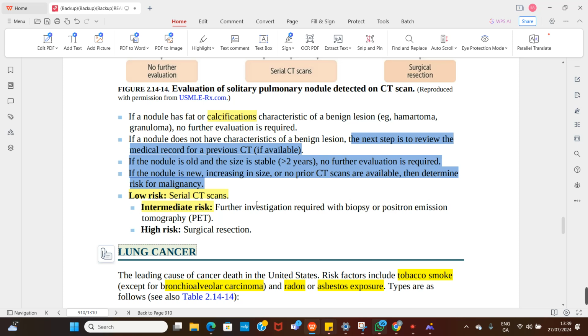You can even propagate the transformation of that nodule to a cancer. So it's better to just leave it. Depending on what the last X-ray is. If the nodule is old, the size is stable, greater than 2 years, no further evaluation is required. Just leave that person. Don't need to do anything further.